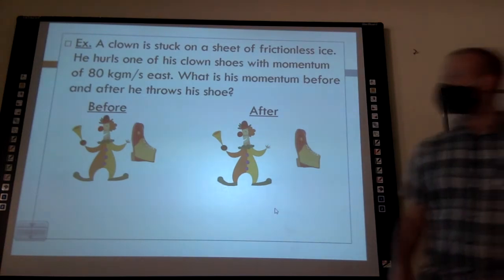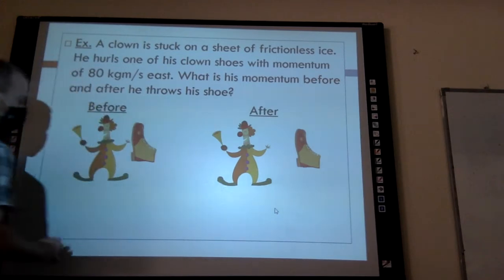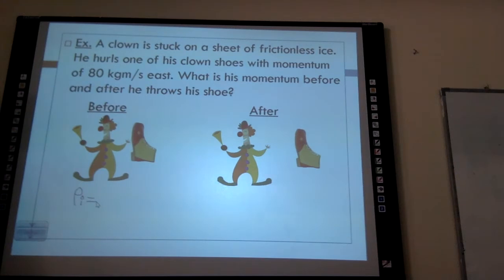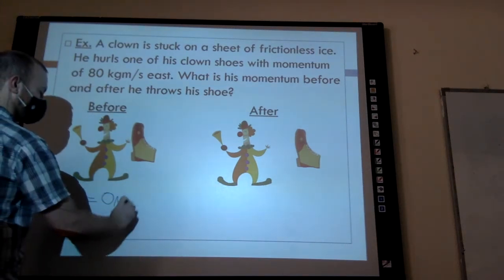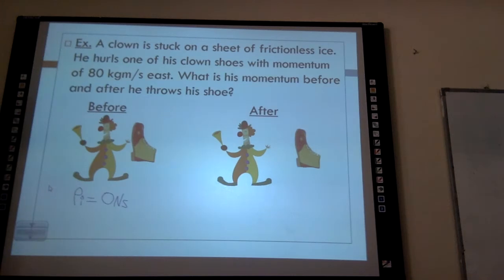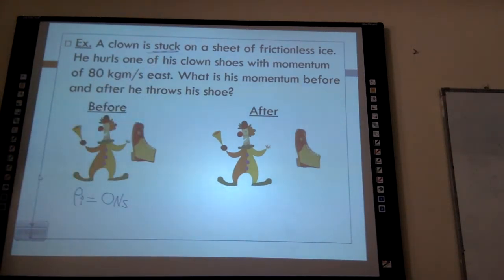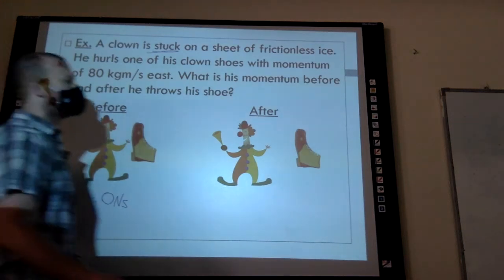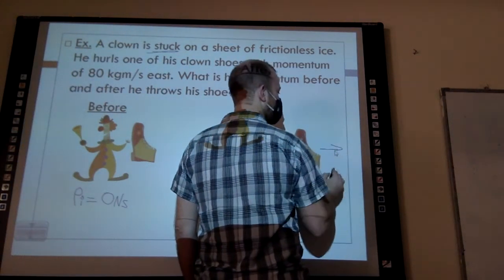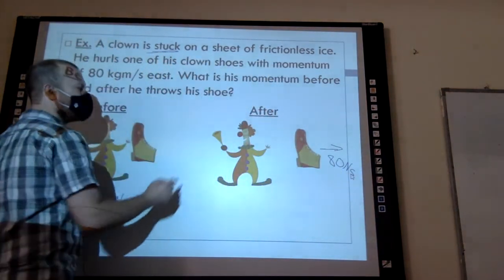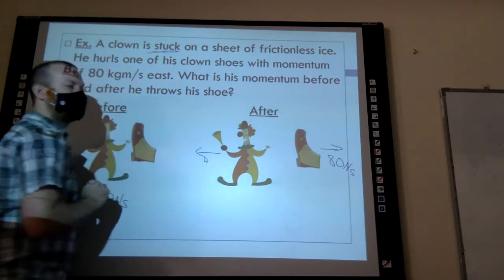Initially, if we look at the clown before he throws his shoe, what is his momentum? 0. Why is it 0? He's stuck. If you're stuck, that implies you're not moving. So before, he has a 0 initial momentum. Afterwards, we're told that the shoe has a momentum going this way of 80. So therefore, what does the clown's momentum have to be?